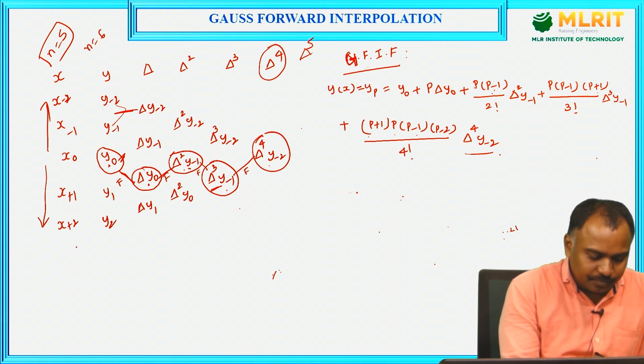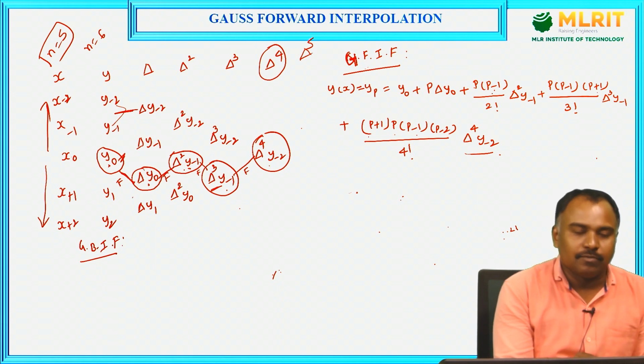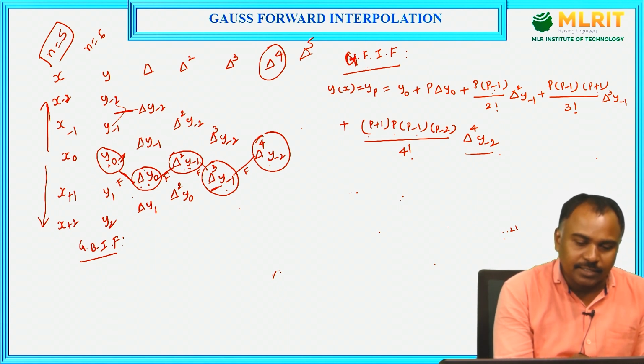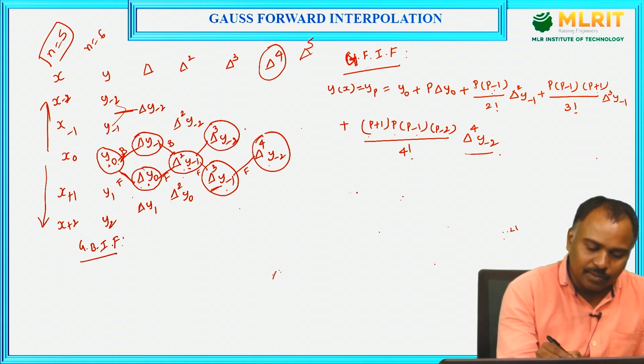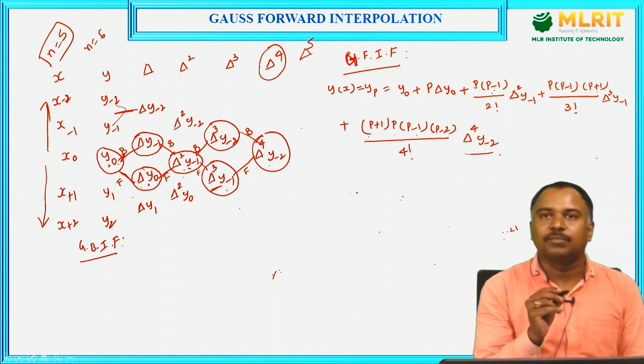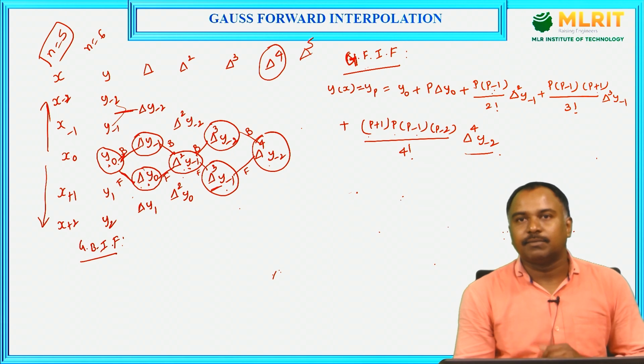Similarly, we write the Gauss backward formula. We constructed the forward one starting from the starting value: one down, then up. For the backward, from the starting value, one value is up, so this is the backward. Then one value down, then one value up, then one value down. Like this we can easily remember from the table. Once you know how to construct the table, from the table itself we can remember the formula.